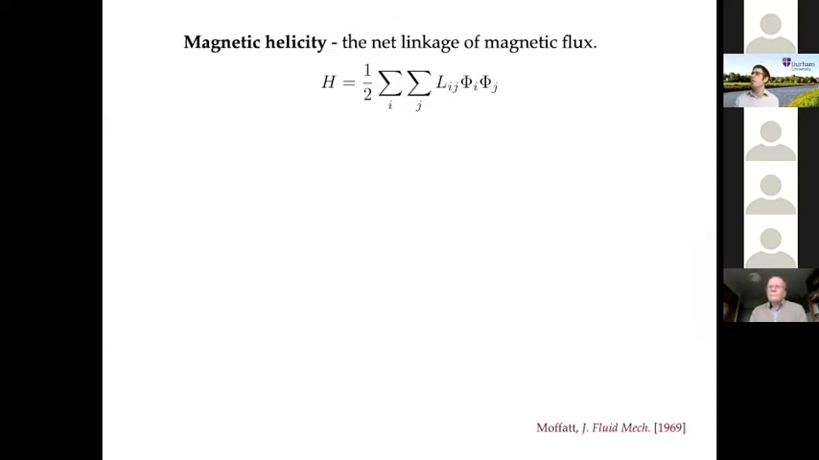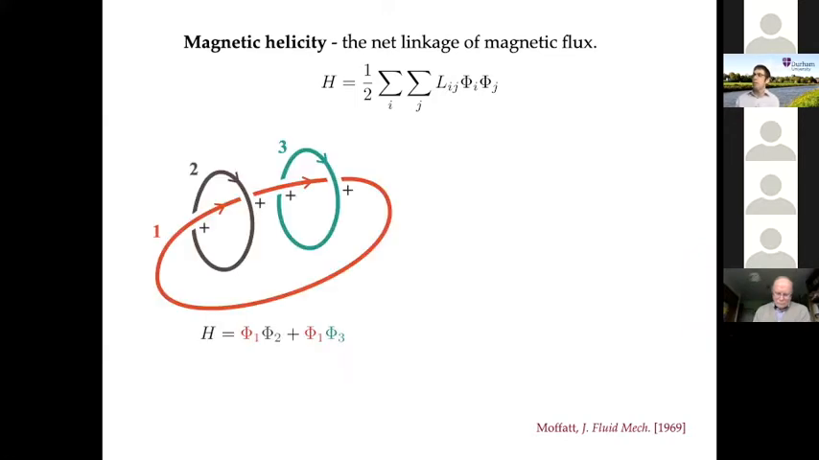Here, this is as complicated as the formula you're going to get, but the helicity of a magnetic field is just the net linkage of magnetic flux. So if you imagine that your magnetic field is divided into discrete flux tubes with fluxes phi i, then you basically sum over all pairs of those tubes the product of the fluxes and this coefficient Lij. And this coefficient Lij is what's called the Gauss linking number.